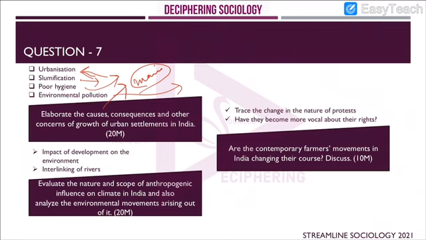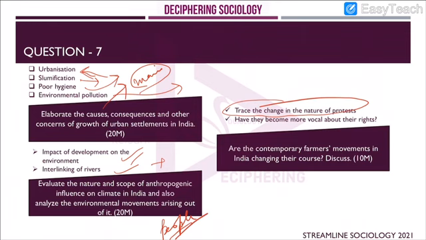Then the nature and scope of anthropogenic influence on climate change in India, and also analyze the environmental movements arising out of it. We can talk of different projects. We can talk of interlinking of rivers. Along with the environment, it also affects people. People get displaced.